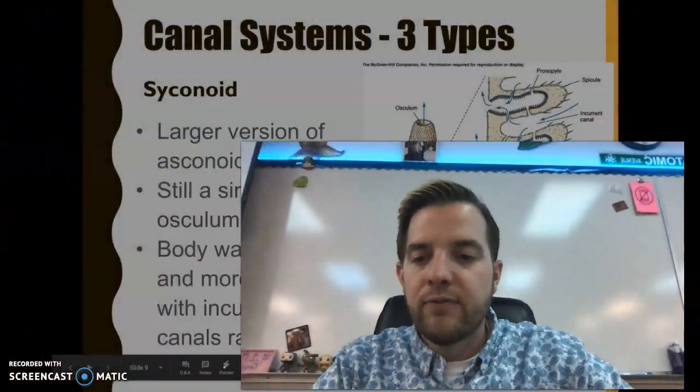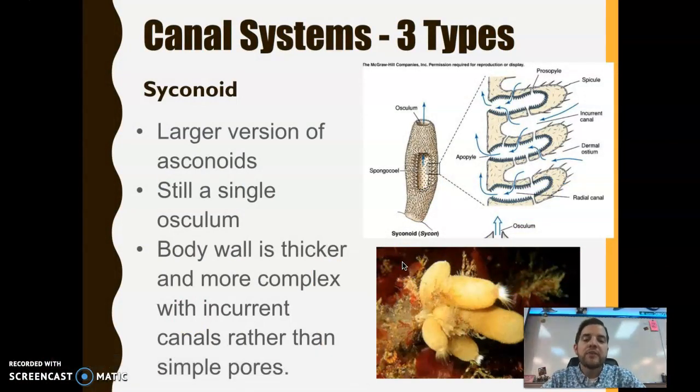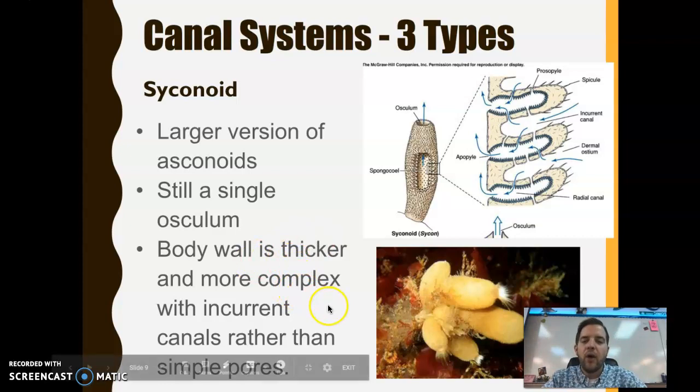So again, asconoid, the first type we looked at, are just basic holes on the outside, water flows in, pumps out the top. Syconoid are almost the same, but they're just a little bit more of a complex version of the asconoid. So they still have that single osculum on the top. They still have that single opening for water to go out, but they have a lot more of a complex exterior. The body wall is thicker and more complex.